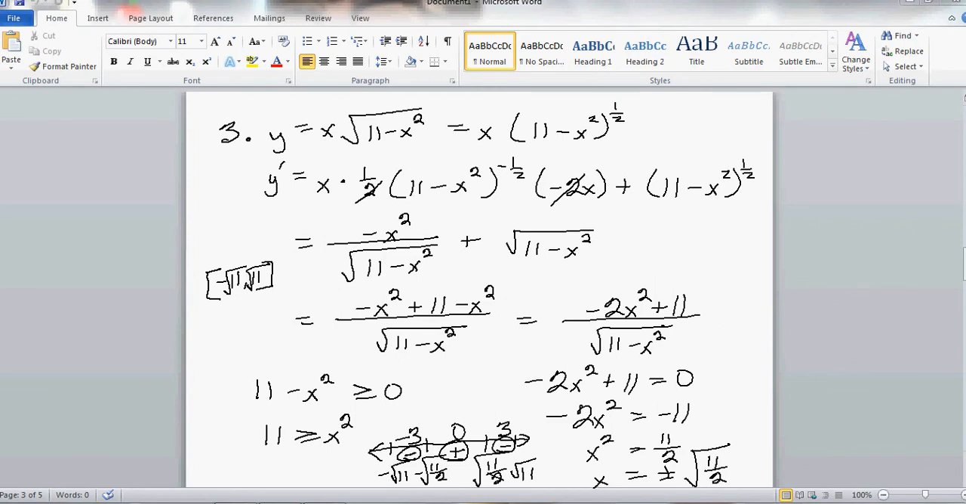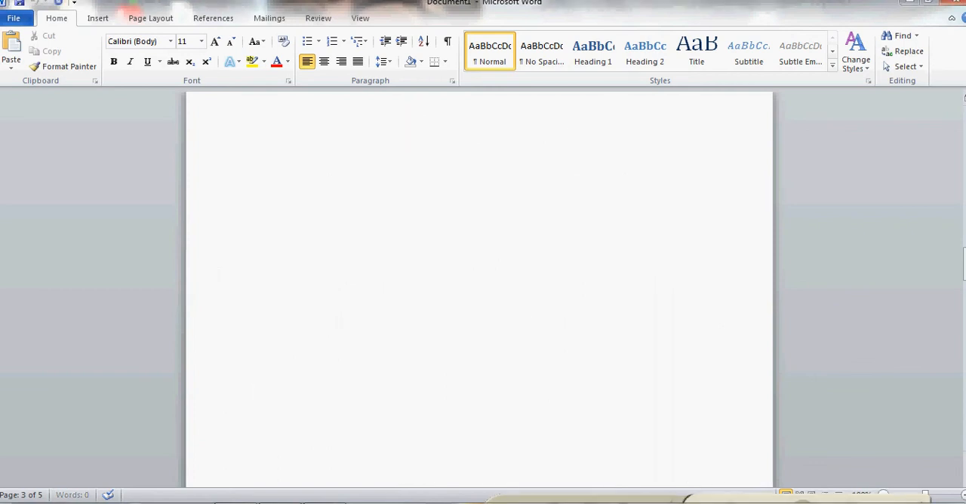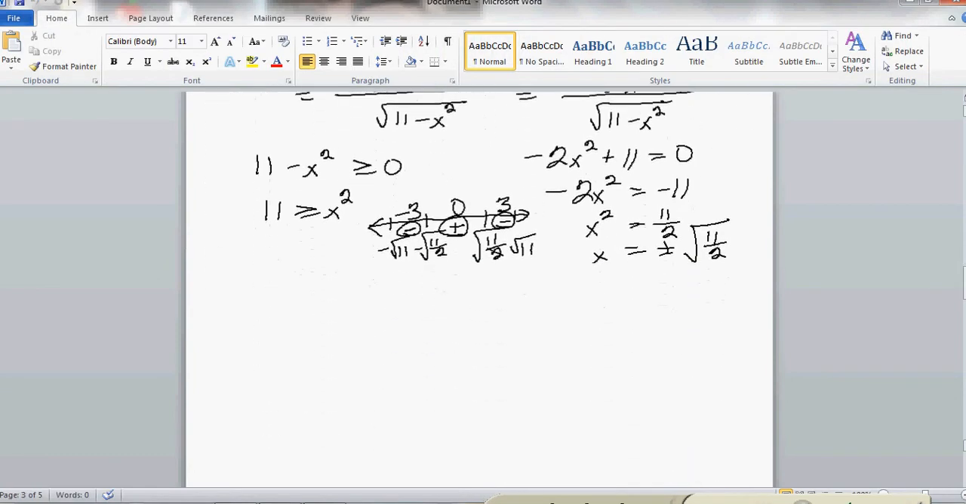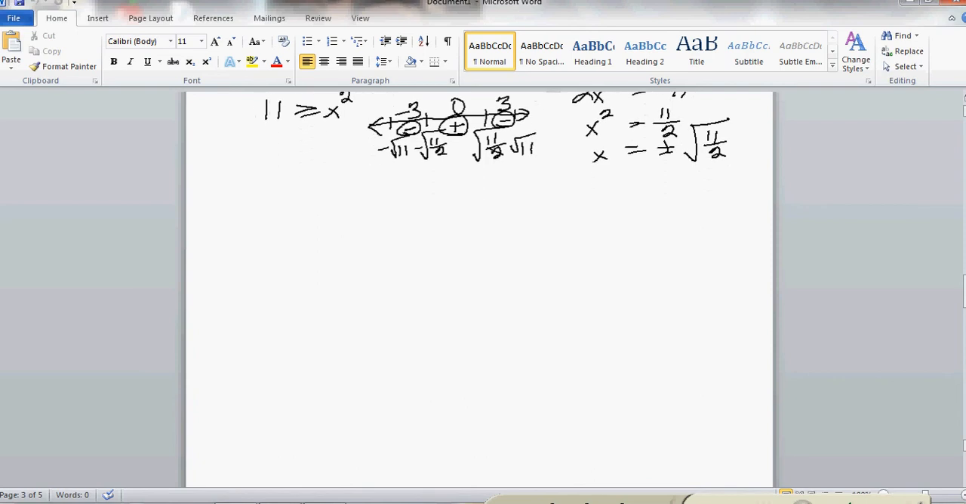So we now know at negative square root of 11 halves, that would be a minimum. And the positive square root of 11 halves would be a maximum, because it's increasing on one side and decreasing on the other. Now let's go ahead and calculate those points before we lose track of what's going on there.